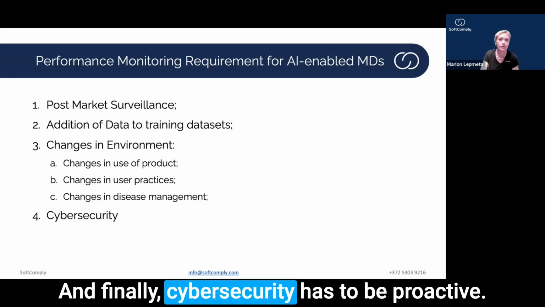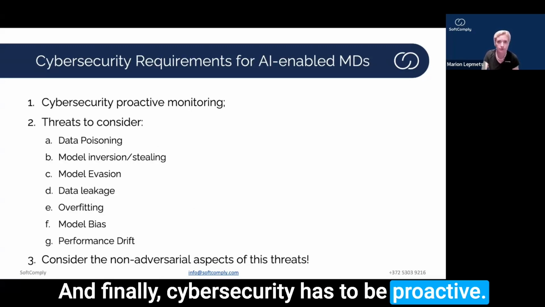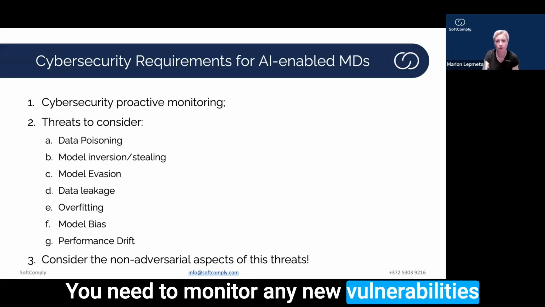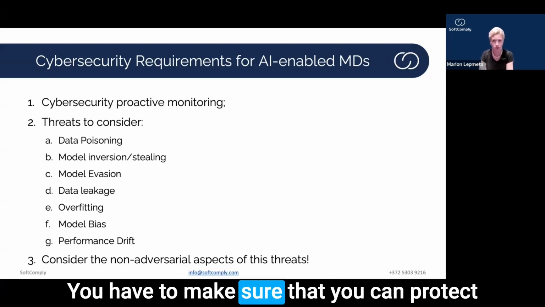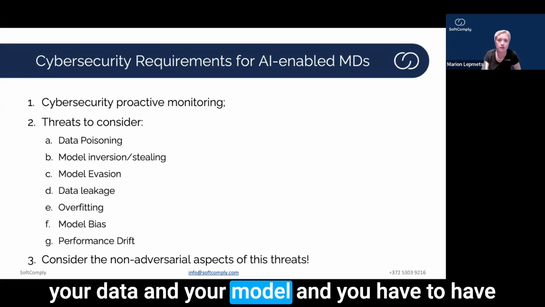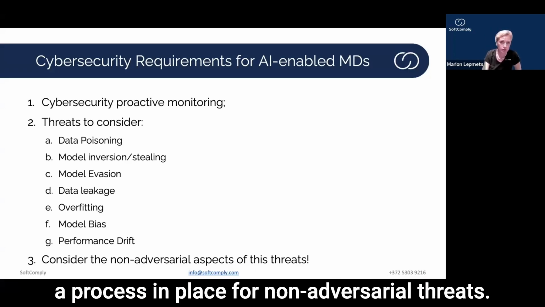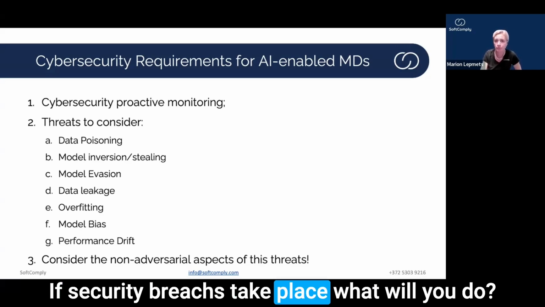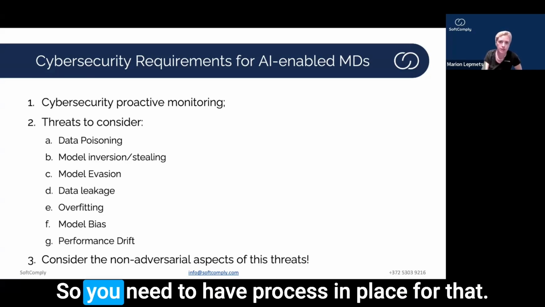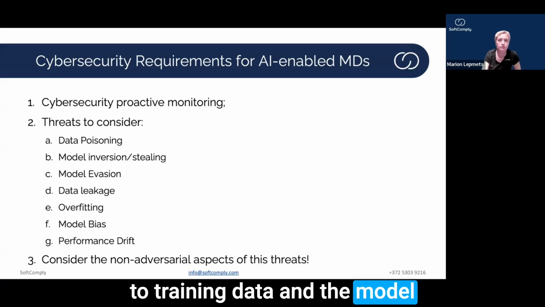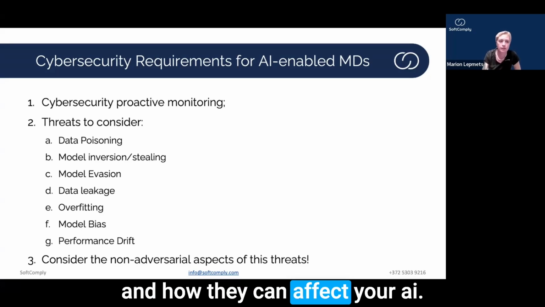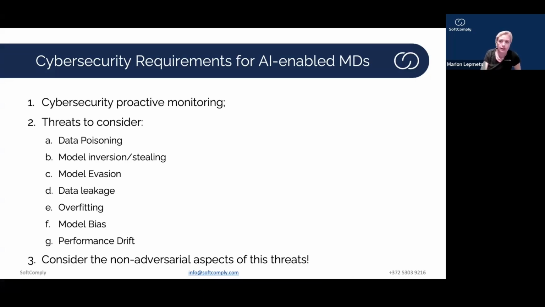And finally, cybersecurity. You have to be proactive. You need to monitor any new vulnerabilities before there is a breach of information. You have to make sure that you can protect your data and your model. And you have to have a process in place for non-adversarial threats. If security breaches take place, what will you do? So you need to have a process in place for that. Consider also unintended modification to training data and the model and how they can affect your AI.